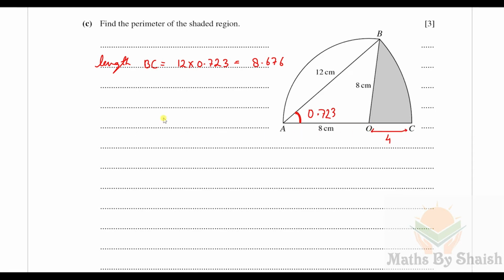And hence the perimeter is going to be 8 plus 4 plus 8.676, so the total answer becomes 20.676. So to 3 significant figures we can write this as 20.7 centimeters. So the perimeter of this shaded region is 20.7 centimeters. I hope it is clear. Let's do the next question.